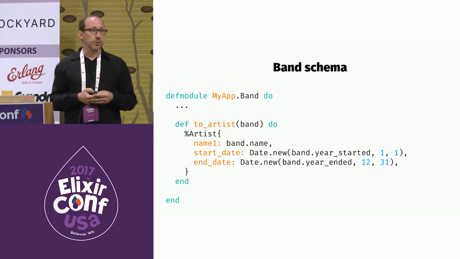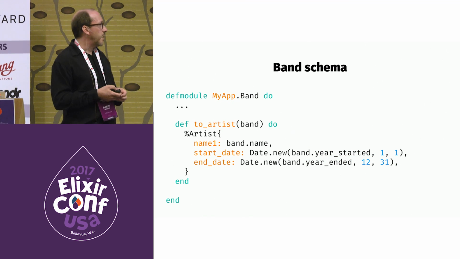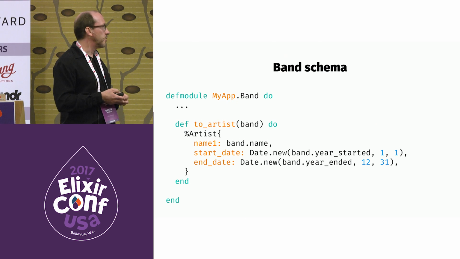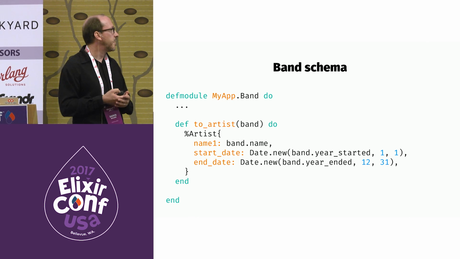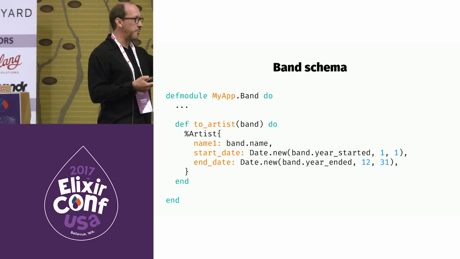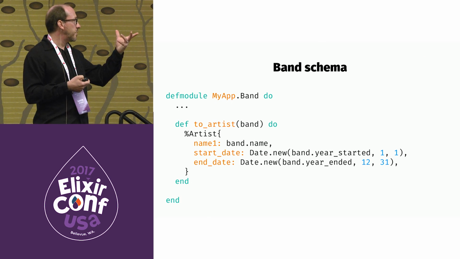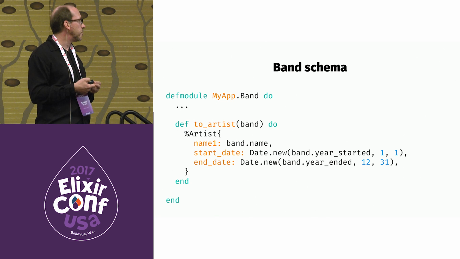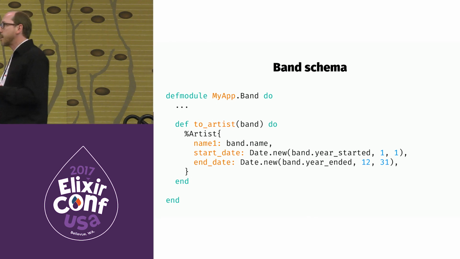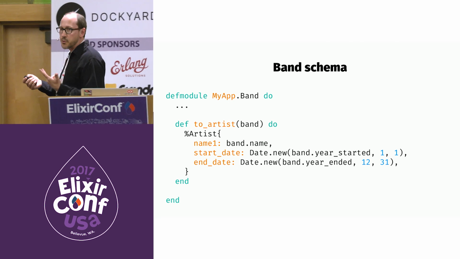But we add another function called toArtist. And this takes a band struct and returns an actual artist struct that we'll save. So we take the band name, we put it in the name1 field, and for start date, we create a date based on the year the band started and call it January 1st. And for the end date, we take the year that they ended and December 31st.